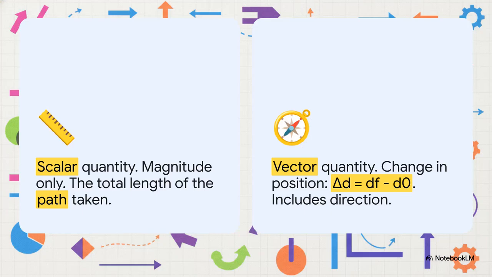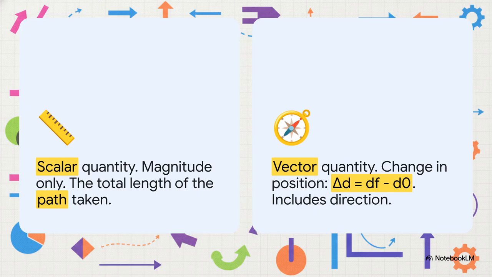Moving right along to section 2, distance versus displacement, how we measure motion. Now, in everyday conversation, we use the words distance and displacement like they mean the exact same thing. But in physics, they are entirely different beasts. Distance is a scalar quantity. That means it only has magnitude. It's just the total length of the path taken, kind of like the total mileage racking up on your car's odometer. Displacement, on the other hand, is a vector quantity.